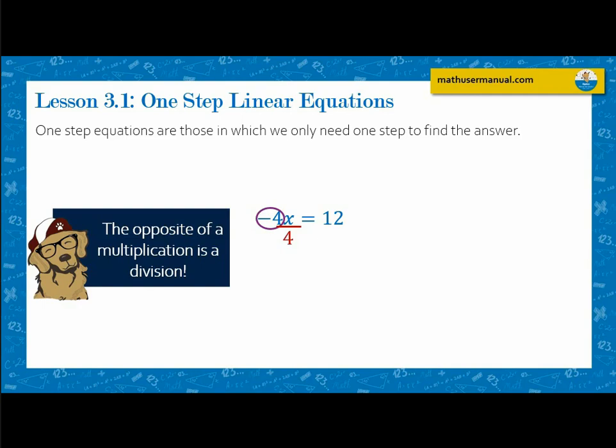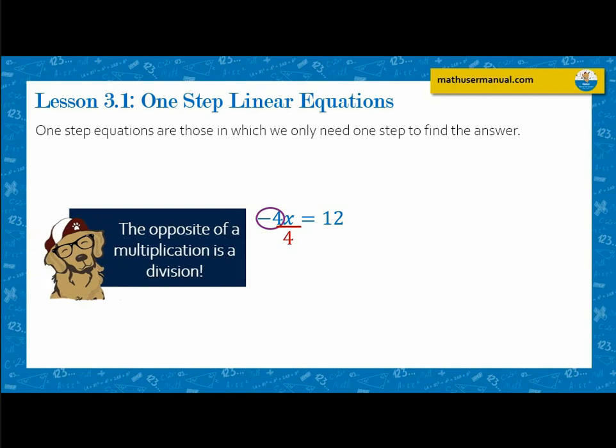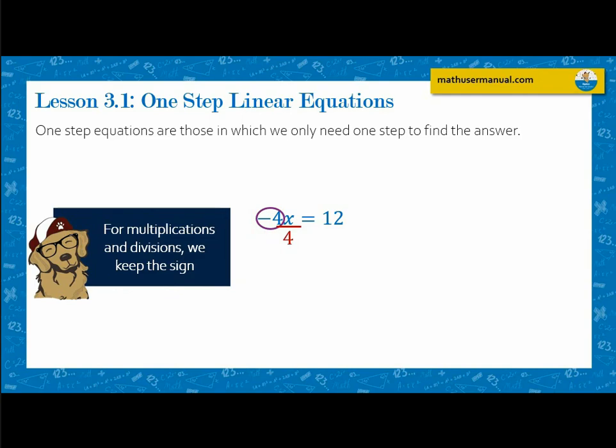But there is a little detail, which is this is not just 4, this is negative 4. So for multiplications and divisions, we have to keep the sign. So if we have a negative 4, we must divide by negative 4. For multiplications and divisions, we keep the sign of the number. Multiplying by negative 4, divide by negative 4. Why? Because if we don't have the negative, they are not going to cancel. We need the negative with the number. That's why we keep it, so we can cancel the negative 4s.